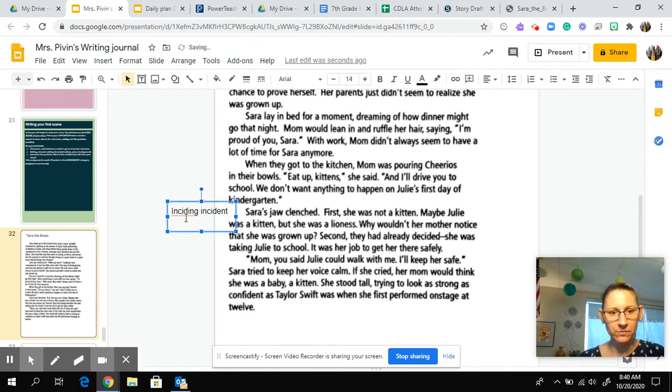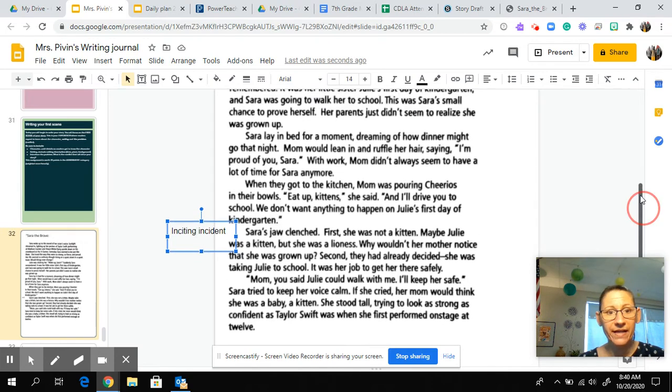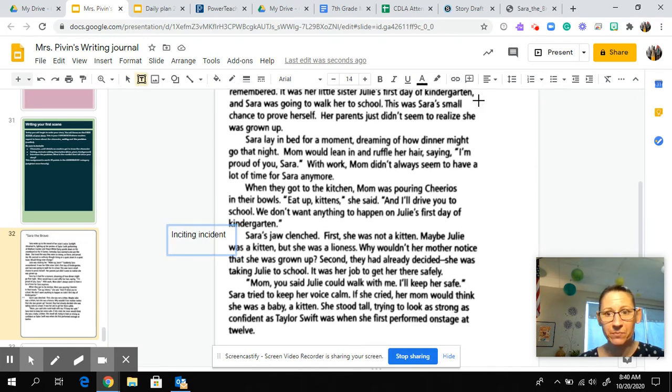Okay, this is what, oops, I didn't spell that correctly, inciting incident. This is what launches the conflict. We already know what she wants. The writer has set up what she wants. All right, and I'm going to actually add a text. I can add text boxes.